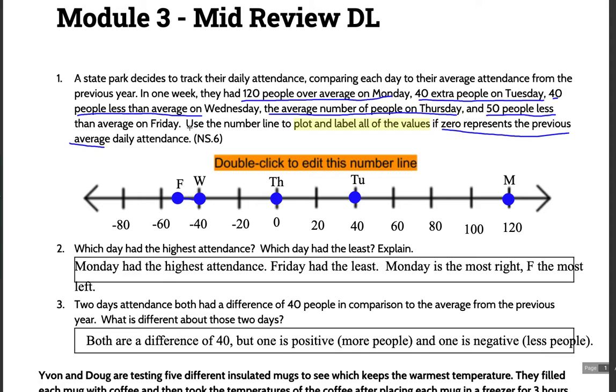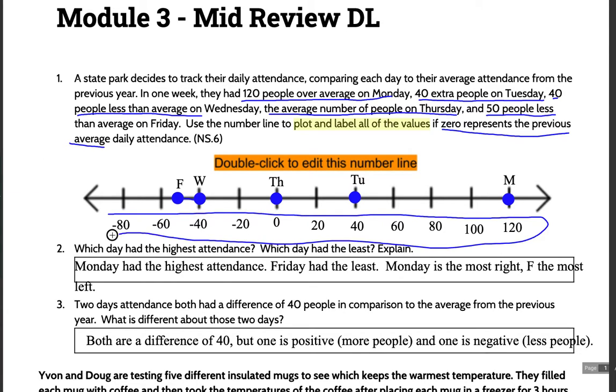So at the beginning it said it has this number line, and you have to plot and label all of the values on the number line. At the end of this description it says, if 0 represents the previous average daily attendance. So all of these days up here are saying 120 people more, 40 people extra, 40 people less than average. So it tells us what they're referring to at the end when it says 0 is the previous daily average attendance. So first I made my number line down here and I labeled it down here.